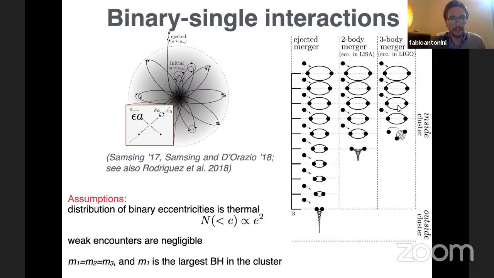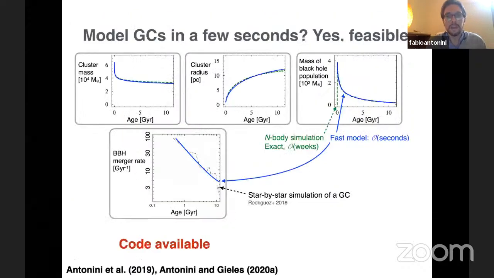And finally, we assume that the three black holes taking part in each of these interactions have the same mass, and that this mass is equal to the mass of the largest black hole that exists at that point in the cluster. All these assumptions are reasonable when we look at the results from more complicated and expensive but more detailed simulations of star clusters. So in this slide, you see the comparison between our fast cluster models and the results of N-body simulations of star clusters.